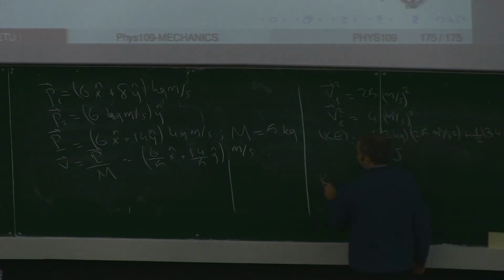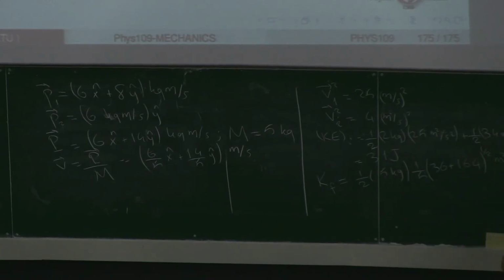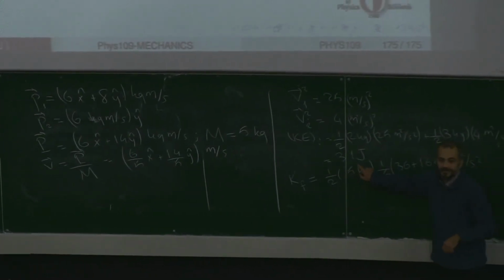The final kinetic energy is 1 over 2. The total mass is 5 kilograms. The velocity squared is 1 over 5 squared, 36 plus 196, meters squared per second squared. So you can just leave it like this. In such quizzes, if you don't have a calculator, just leave it like that. So the change in the kinetic energy is just the difference of the two. Again, the units should be there.